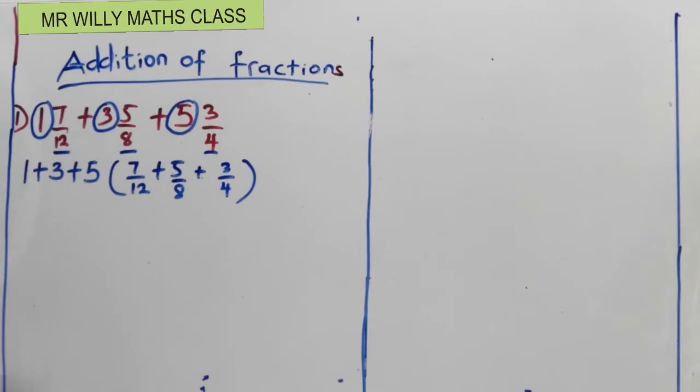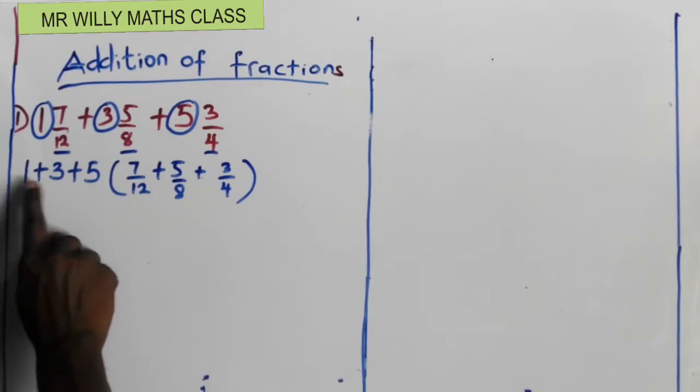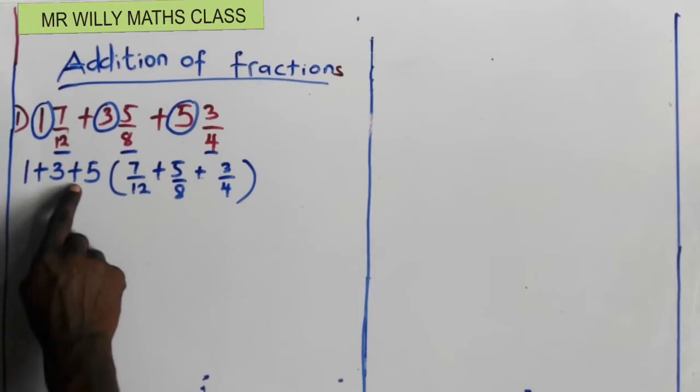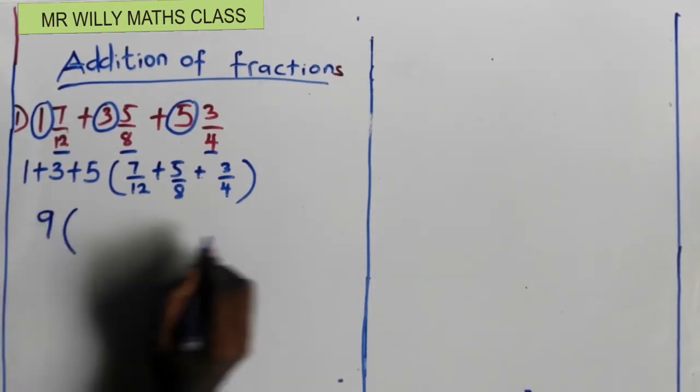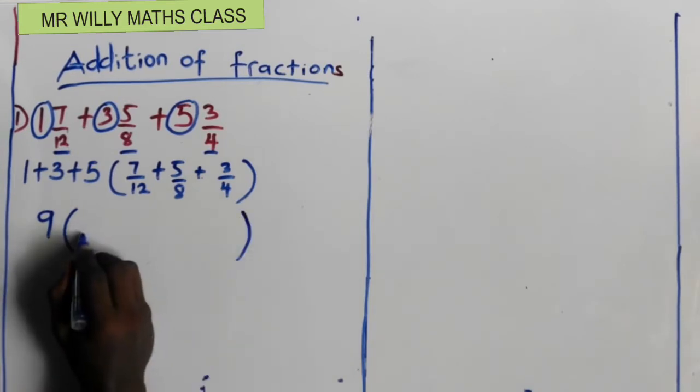What's the next thing? You just move on. 1 plus 3 is what? 1 plus 3 is 4. 4 plus 5 is what? That's 9. Now for the fraction part in the bracket, you look for a number that 12 is a factor of.